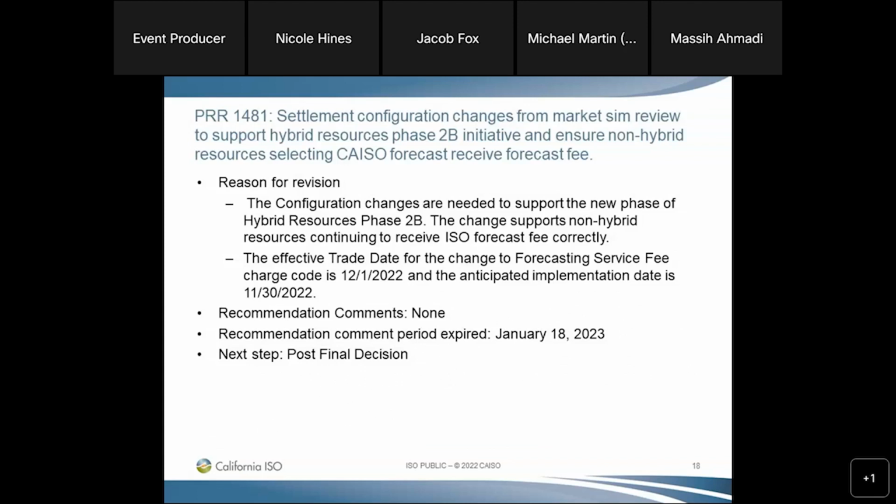We do have one question in queue. Caller, your line is unmuted. You may go ahead. Hey, Massey, this is Mike from CES. I haven't seen it anywhere, and I may have just missed it, but I understand there's a manual process for excluding hybrid resources from RAIM. The way it was described to me was there was effectively a list that the ISO was given of hybrid resources that would be excluded. Is there any formal documentation around phase 2B that would describe that process?